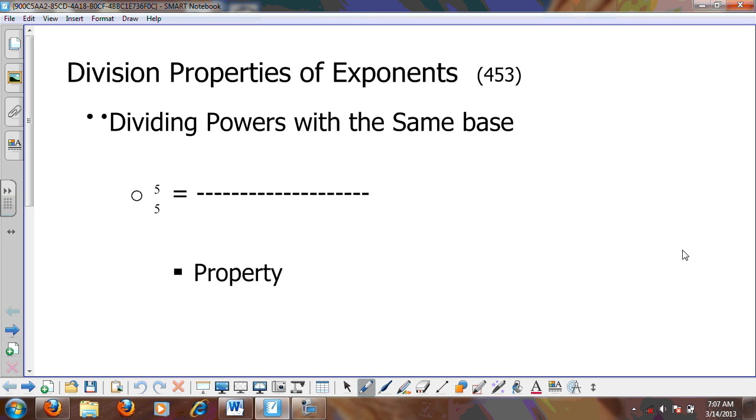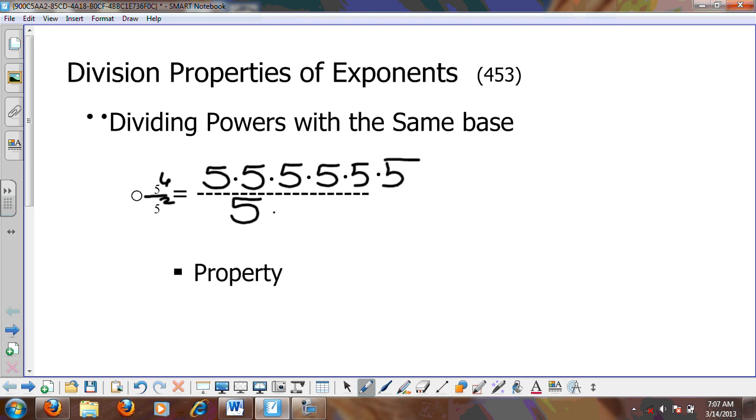We're going to look at the example near the top where it says 5 to the 6th power over 5 squared. I want you to think about, what does 5 to the 6th power mean? Yes, it means 5 times itself 6 times. 1, 2, 3, 4, 5, 6. And 5 squared means 5 times itself twice.